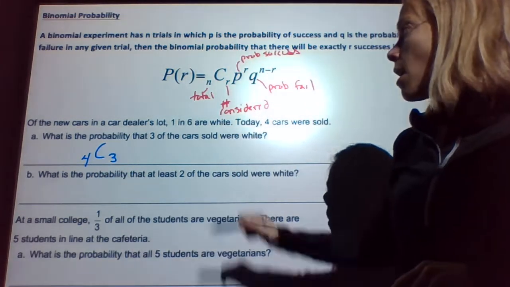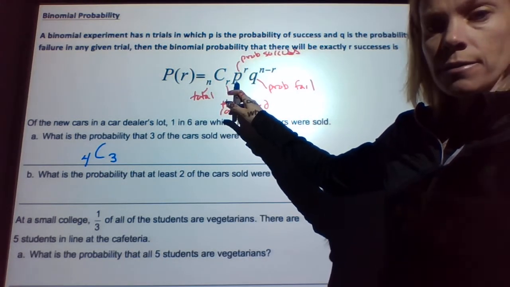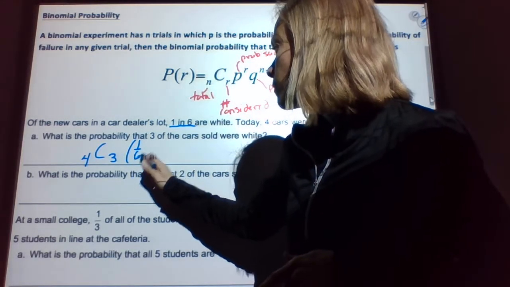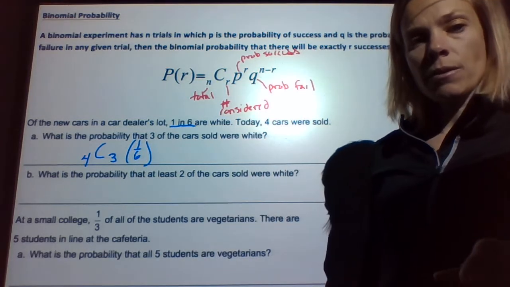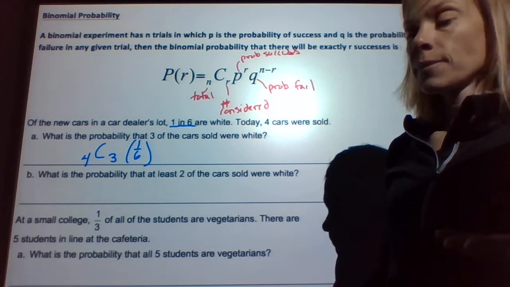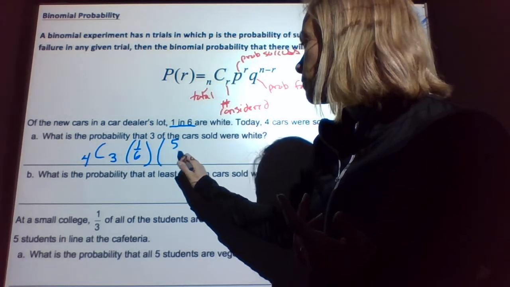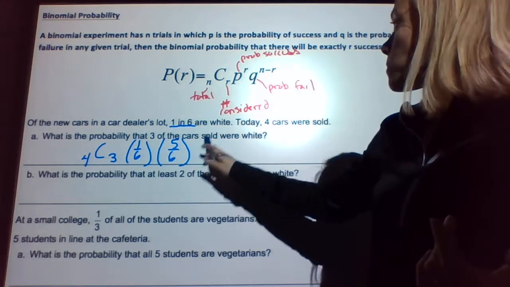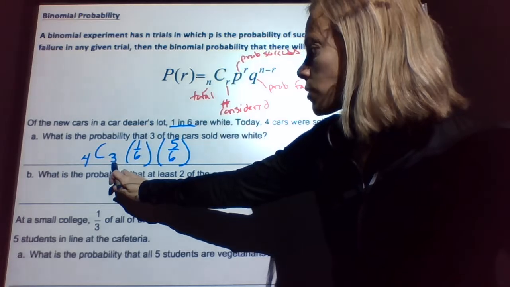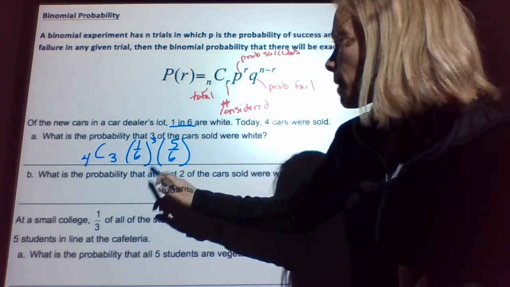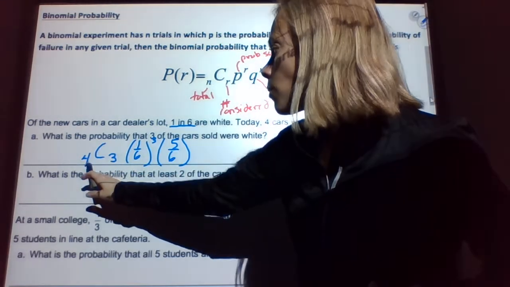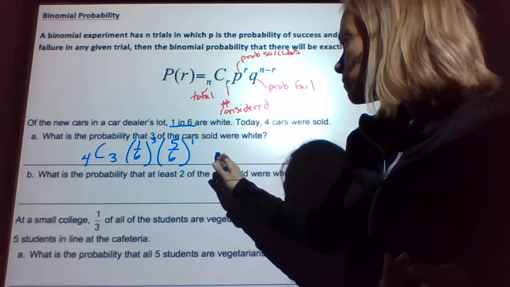So 4C3. My probability of a white car, we saw that in the first sentence, is 1 out of 6. So if I have a 1 out of 6 probability that the car is white, what's the probability that it's not white? 5 out of 6. And these have exponents. The exponent for 1/6 is r. What was r? r was 3, so I put a 3 there. And 5/6 is to the n minus r, which would be 4 minus 3, which is 1.